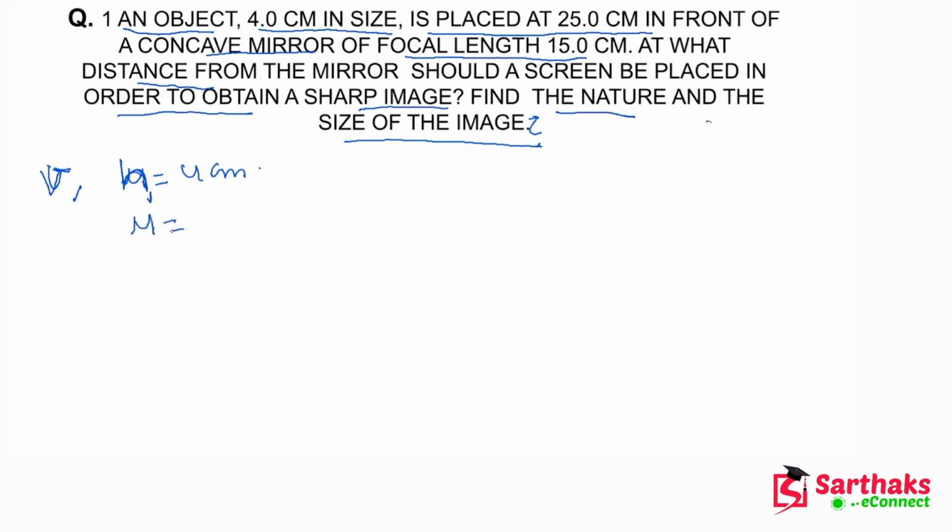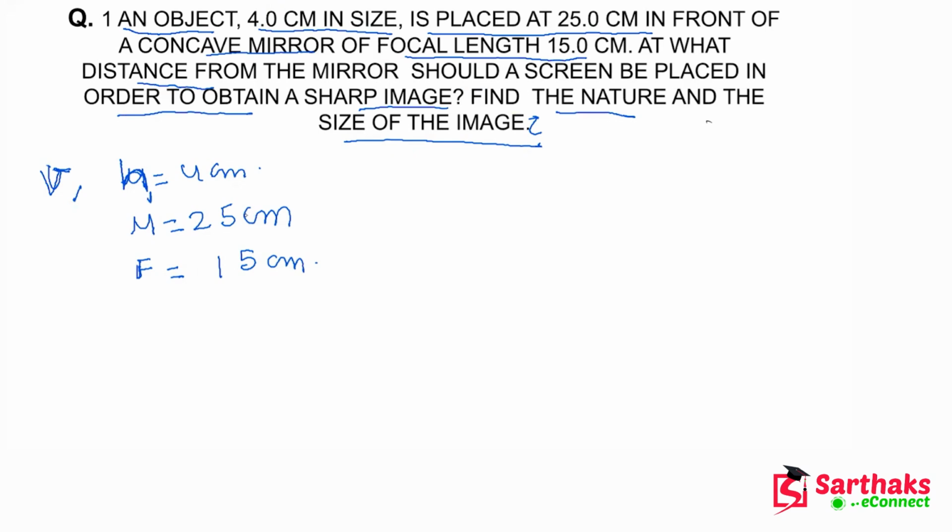Now let's talk about object distance. So object distance is given 25 centimeter. Now I am doing a mistake. So what is the mistake? You correct me. Let me write one more thing, and that is f, focal length, and it is 15 centimeter. Now it is your turn to let me know what mistake I am doing here.